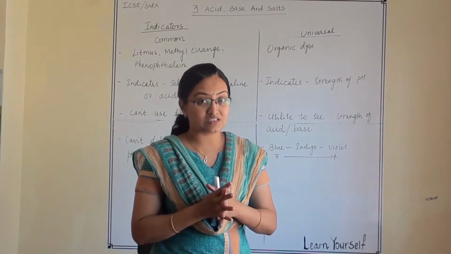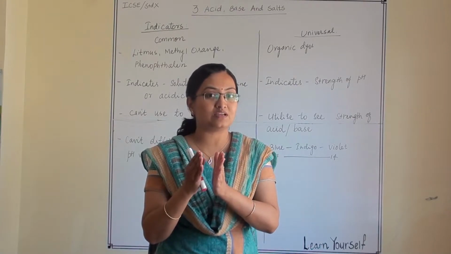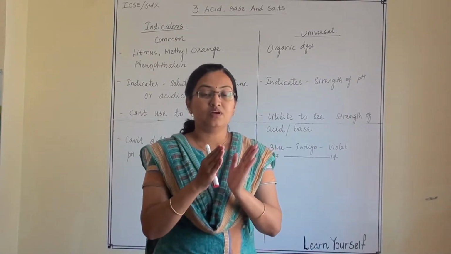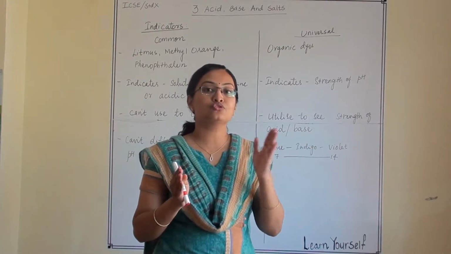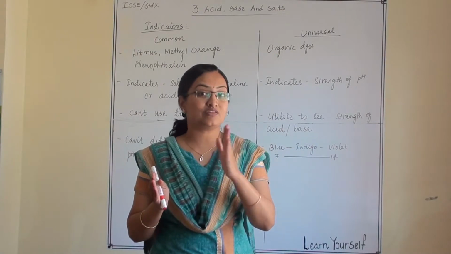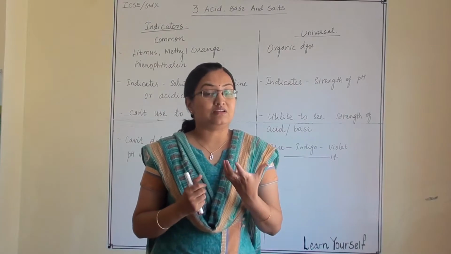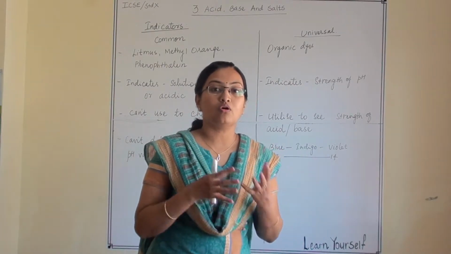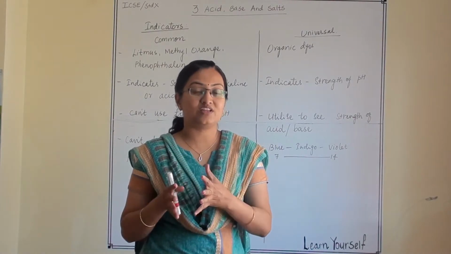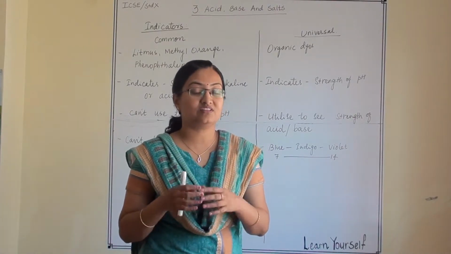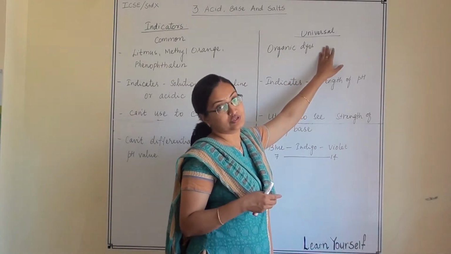If it is 5 to 6, it is weak acid. As it goes near to 7, a neutral pH, the strength of acid is decreasing, and as it goes from 7 to 1, the strength of acid increased. So if we want to see whether the strength is more or less, similarly for the base, if we want to know whether the strength of base is more or less, whether it is a strong alkali or weak alkali, that we will get to know from universal indicator.